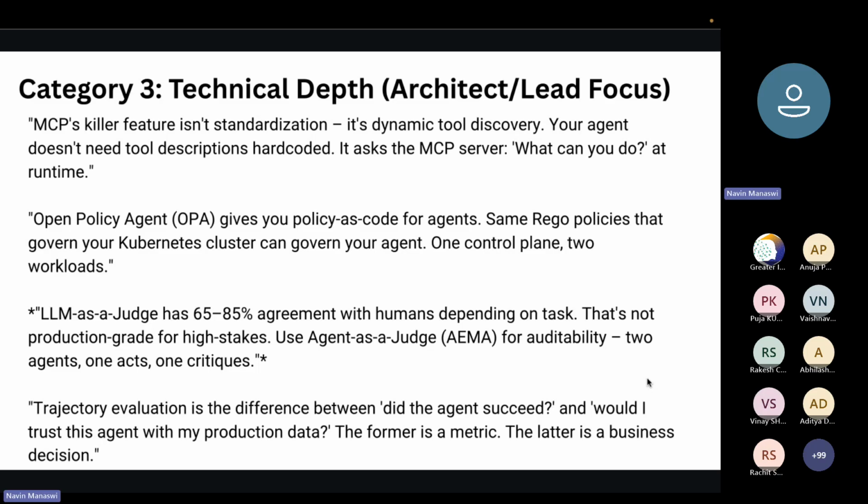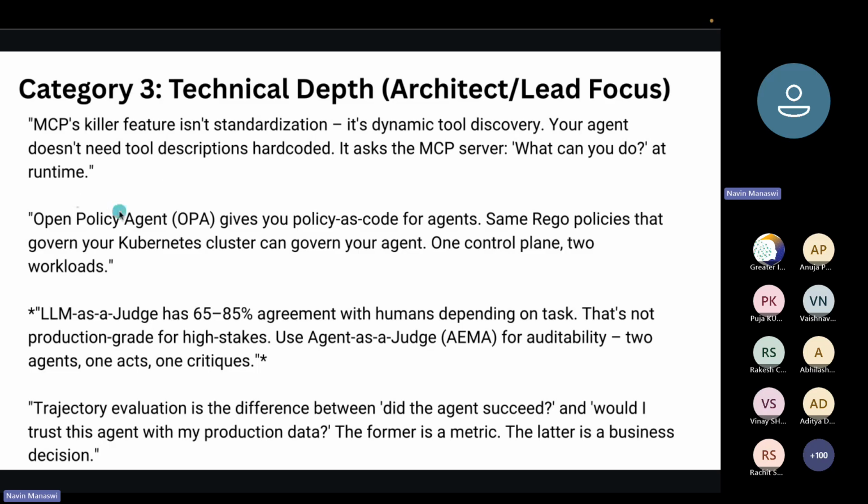So MCP's killer feature is not standardization, it's dynamic tool discovery. For example, an MCP tool can go and fetch data from the database. Like when a customer applies for a loan, it will fetch the transaction history of the customer. That is one MCP tool. So it is dynamic tool discovery. Your agent does not need tool descriptions hard coded. Since you have an LLM brain, it doesn't need to be hard coded. It asks the MCP server, what can you do at runtime?